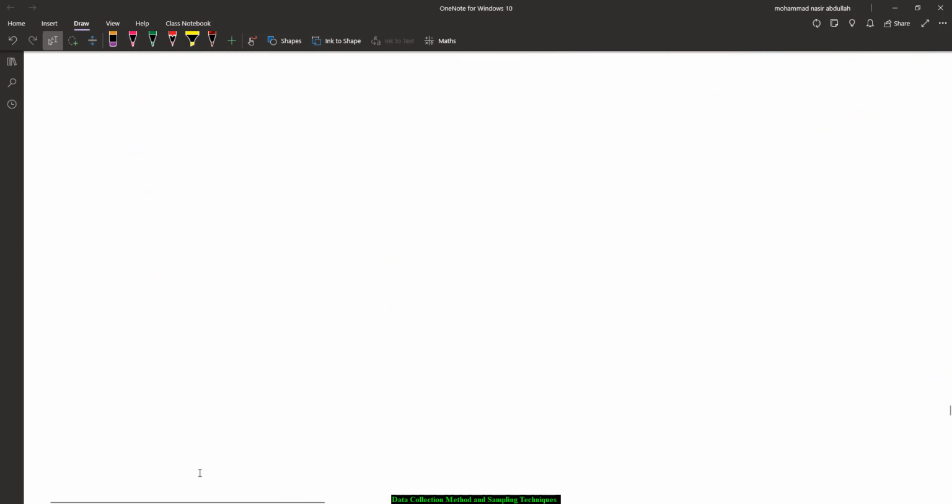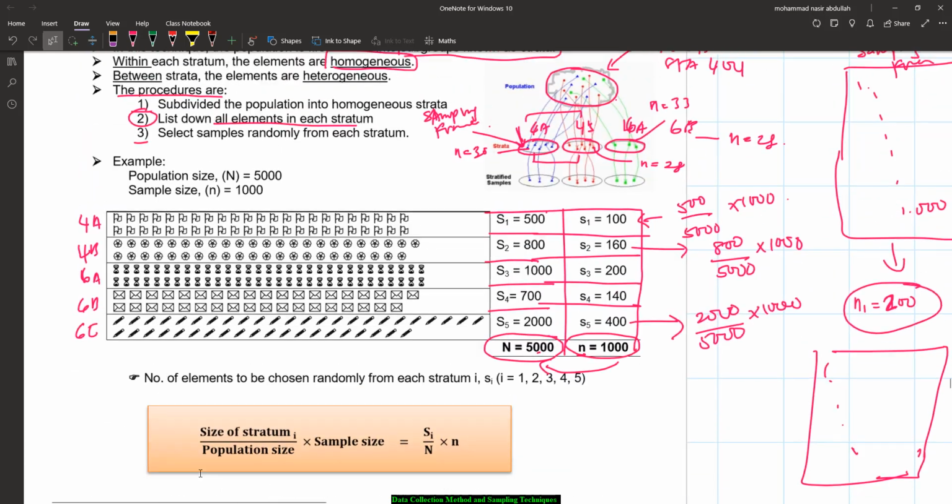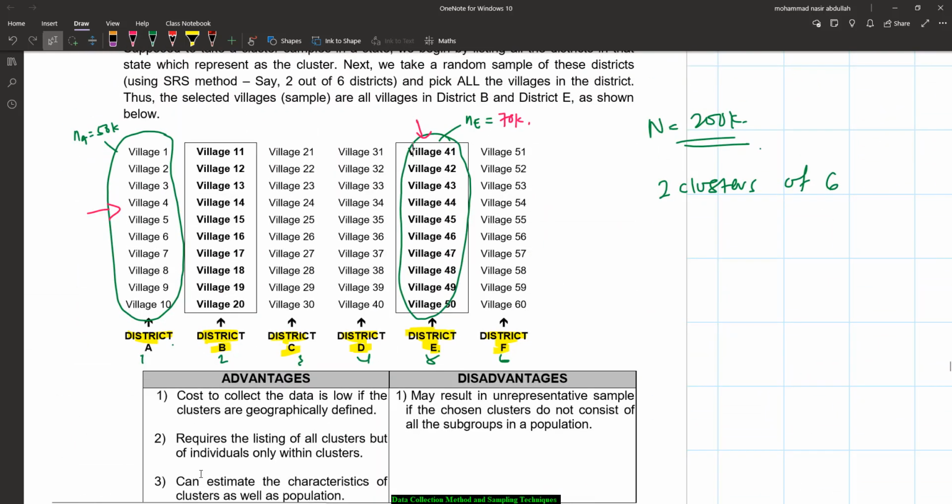Kita tengok dia punya, I will explain about multi-stage. Multi-stage is the same procedure as cluster sampling techniques. Assume that we cannot afford to distribute 50,000 people or 70,000 people, right? So we need to use another method known as multi-stage. Multi-stage means they apply cluster method on cluster method on cluster method. So dia narrow down. So let's say tadi kita dah select 2 district.